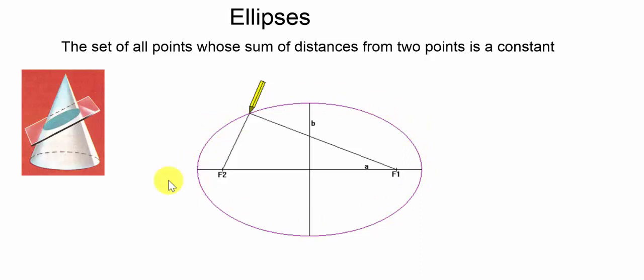And the geometrical definition, as you can read, is the set of all points whose sum of distances from these two inner points is a constant. These two inner points are called foci, or each individually a focus.